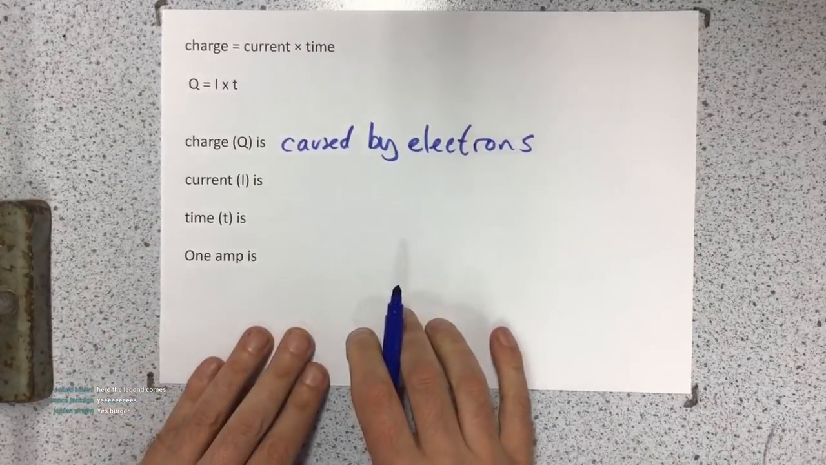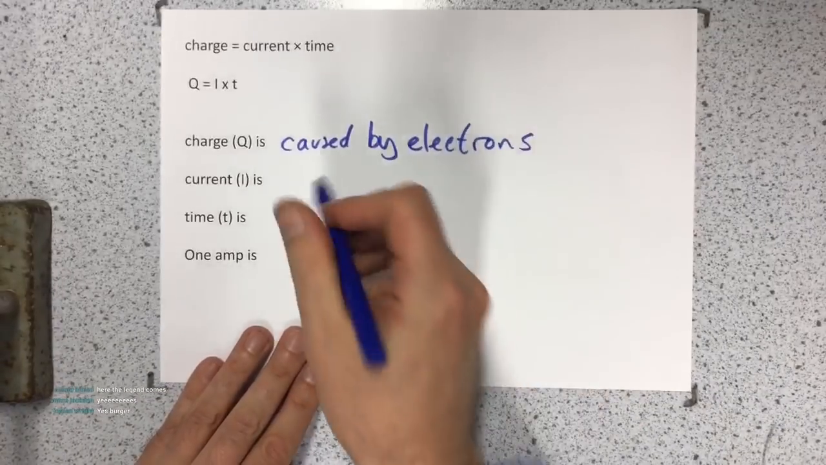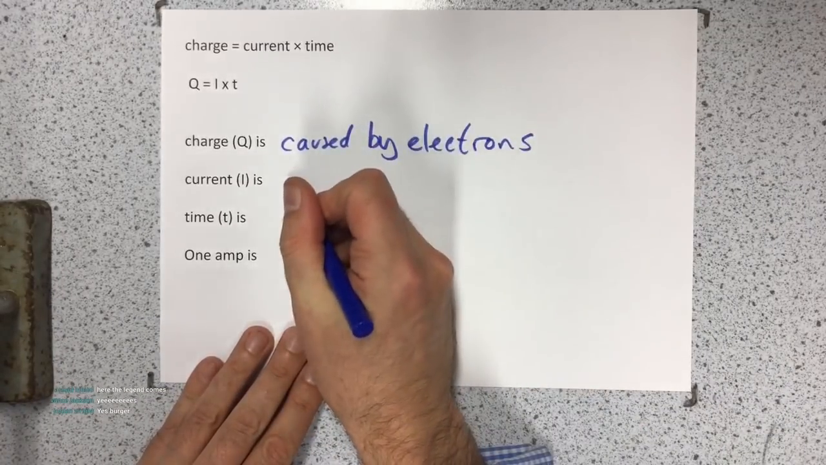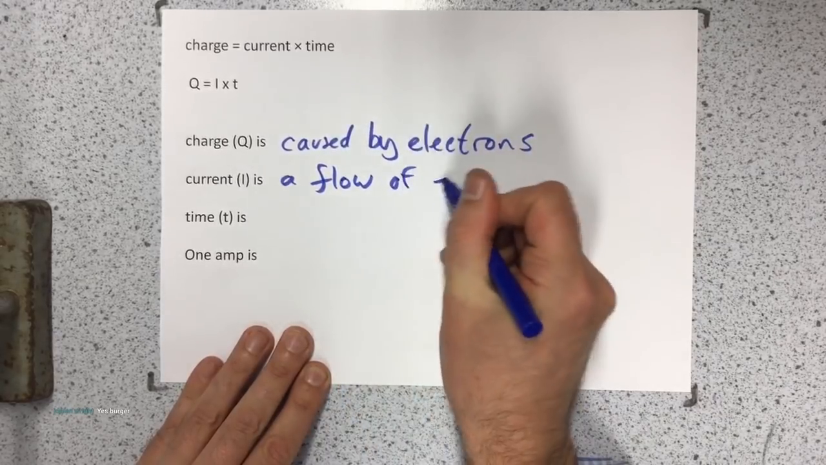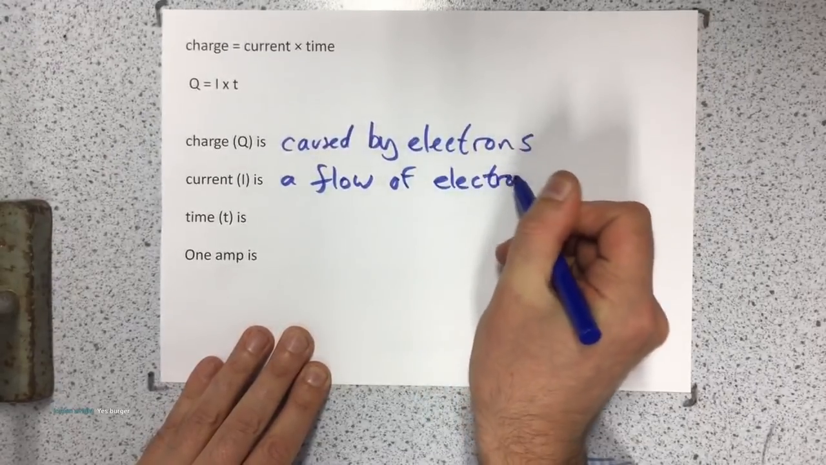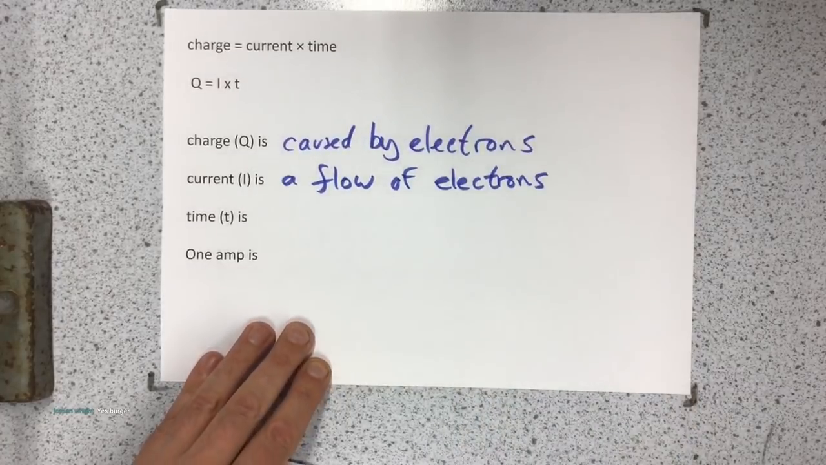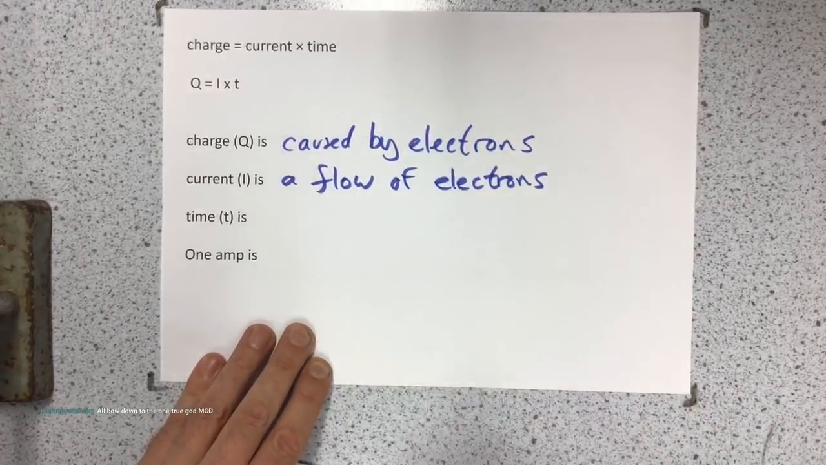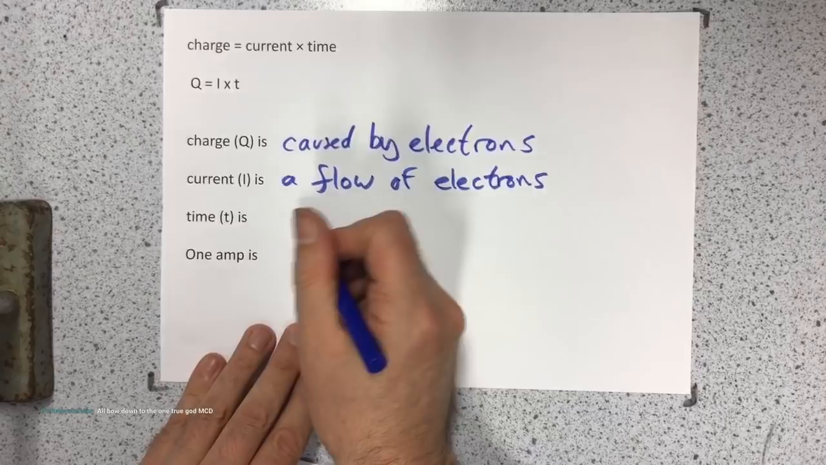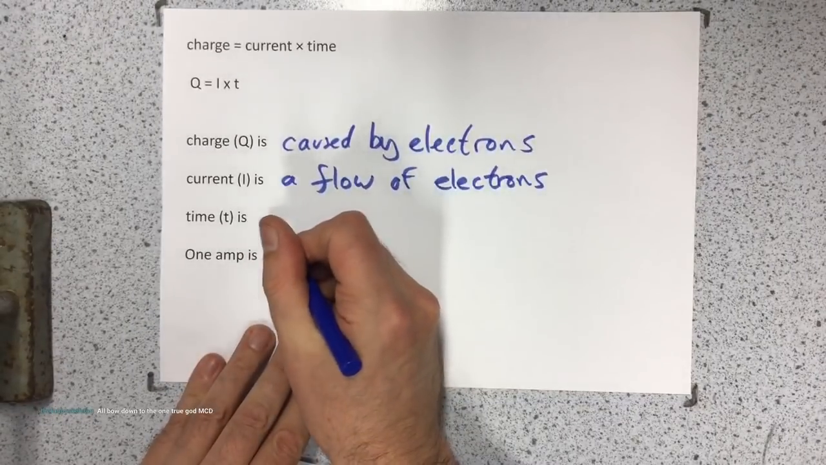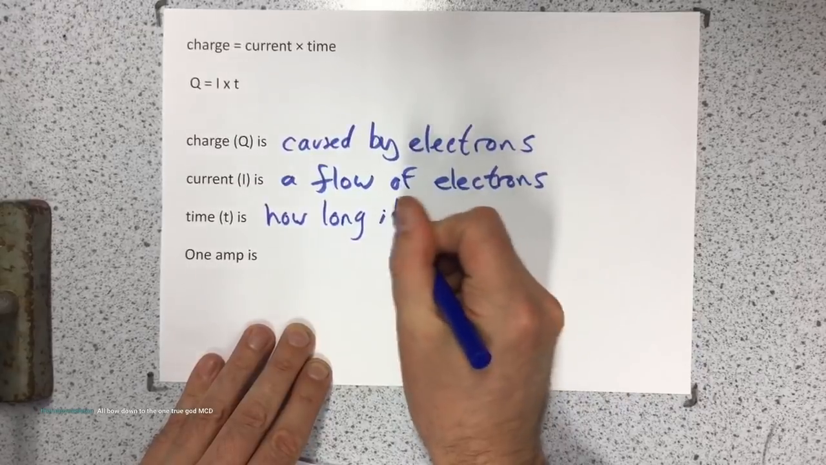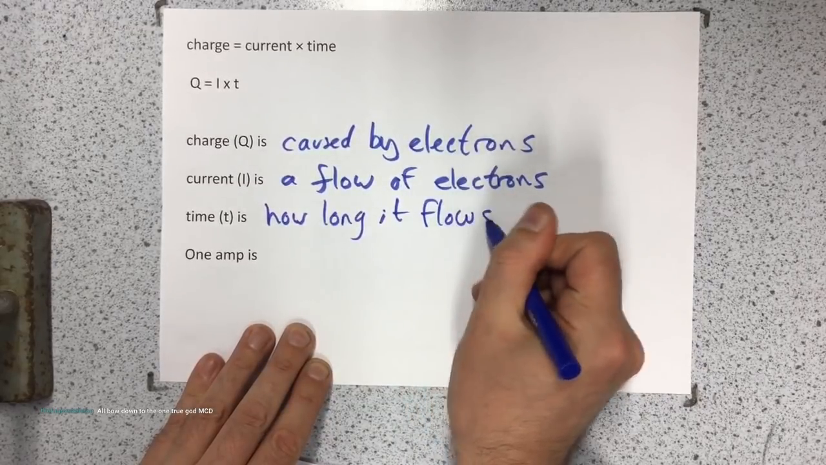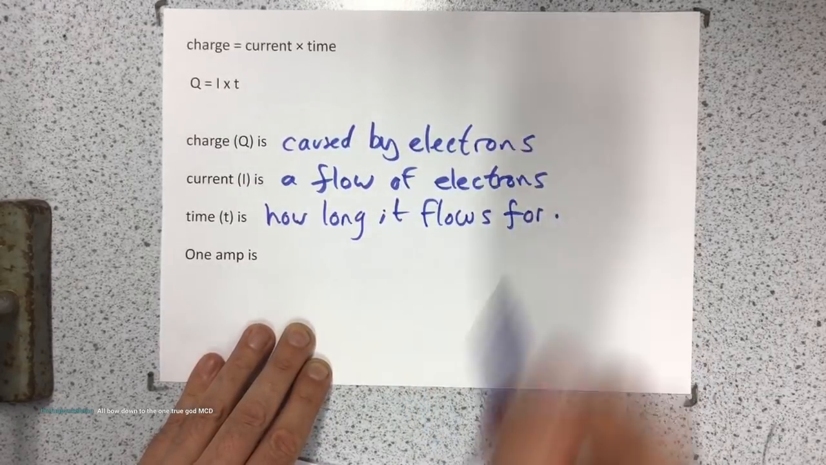And those electrons can move through a circuit, and when you have a flow of electrons, that is your electrical current. So your electrical current can be flowing through a wire, and the time is how long it flows for.